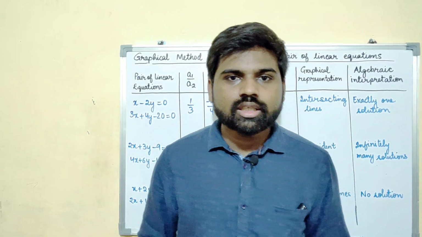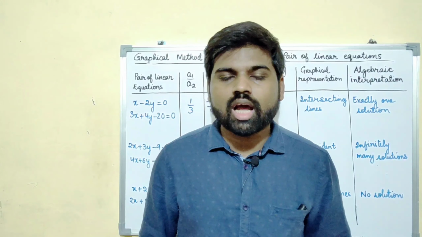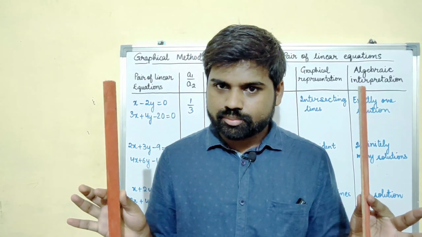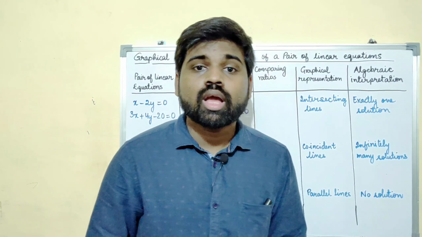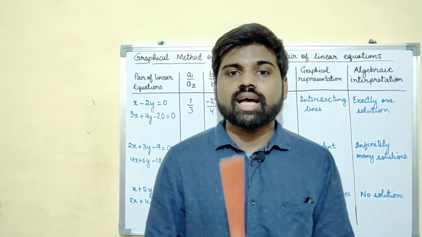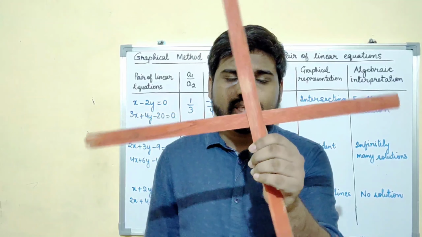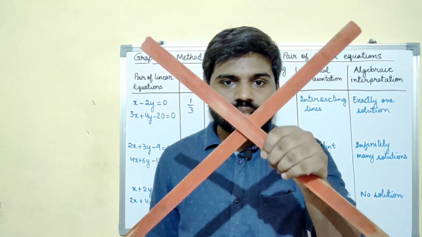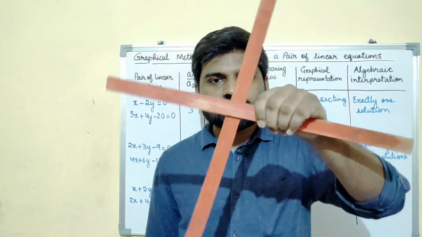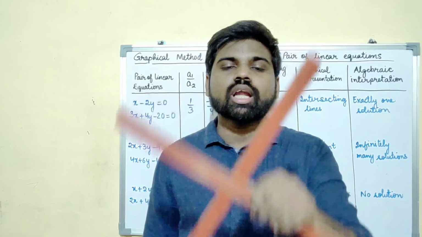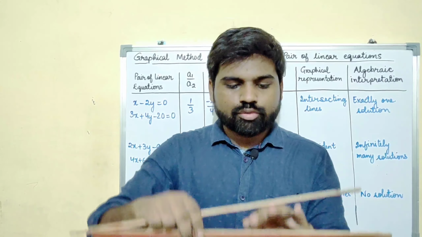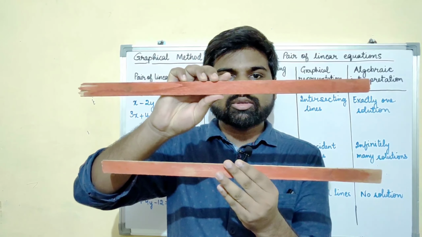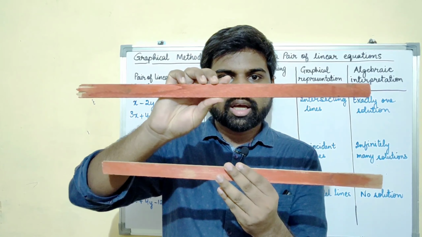Before that, let us use this stick. Now, consider these two sticks as two lines. If I give you these two lines this way, can you tell what kind of lines these are? These are intersecting lines, right? Now, if I give you these two sticks like this, can you say this is parallel?